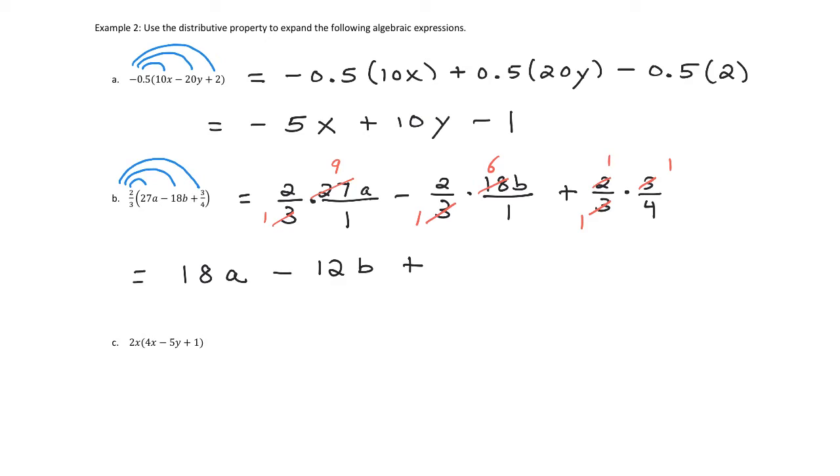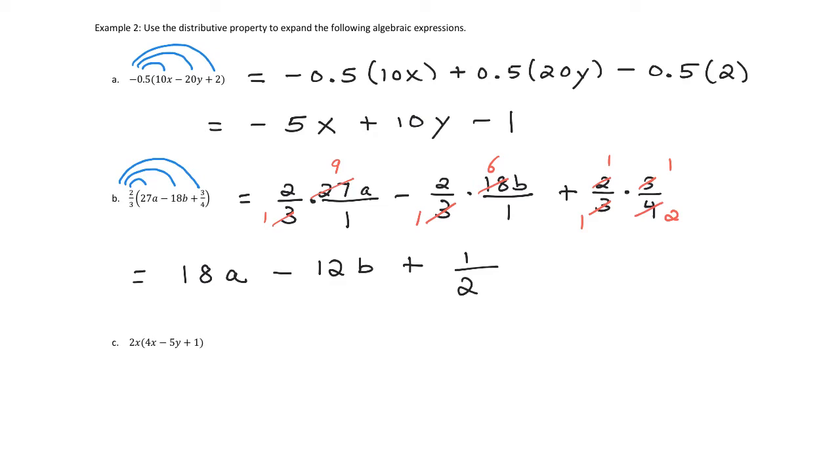2 goes into itself once. It goes into 4 2 times. We do have a fraction left over this time. The numerator is going to be 1. The denominator is going to be 2. And I think it's fine to leave it just like this as plus 1/2 at the very end. We can't simplify this further, and that's the final answer for part B.